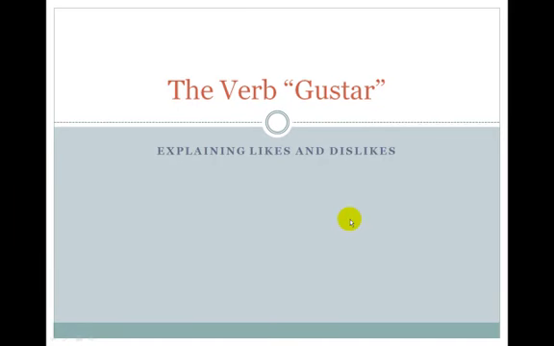Hola, today we're going to talk about the verb gustar, which is used in Spanish to express likes and dislikes. The way we're going to approach this verb is by looking at a parallel to, or a word from the same root that we use in English. In English we use the word disgust, D-I-S-G-U-S-T, disgust.